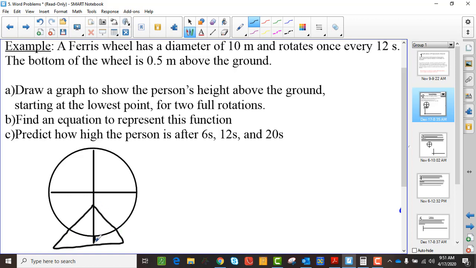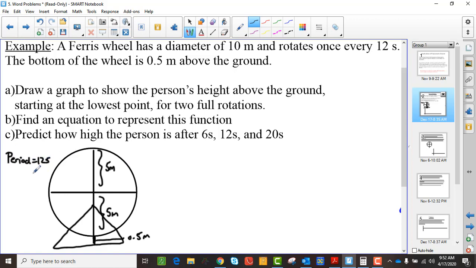But this distance, the height right there, is 0.5 meters. And then it tells me the diameter is 10 meters. So that means this distance is 5 meters, and then this distance is 5 meters. So it says it rotates once every 12 seconds. That's giving me the period.